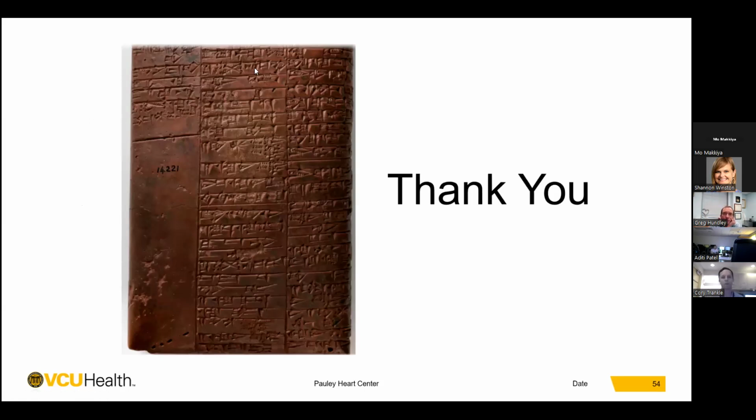If anybody is interested, this is the first ever prescription in history. This is from Mesopotamia in the Ur period.